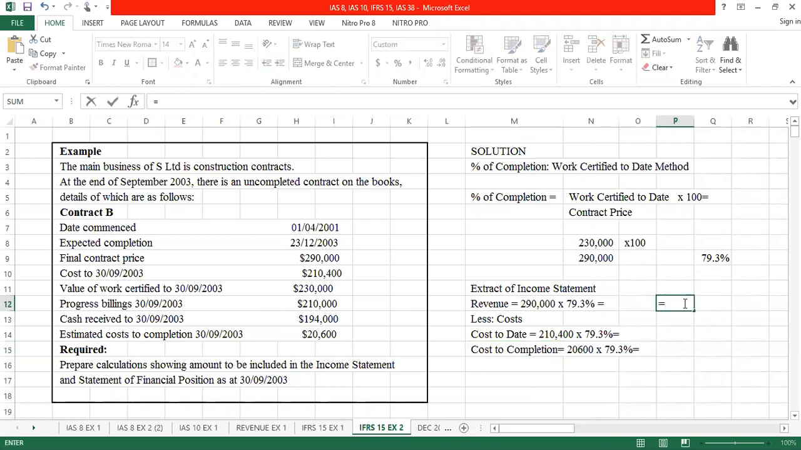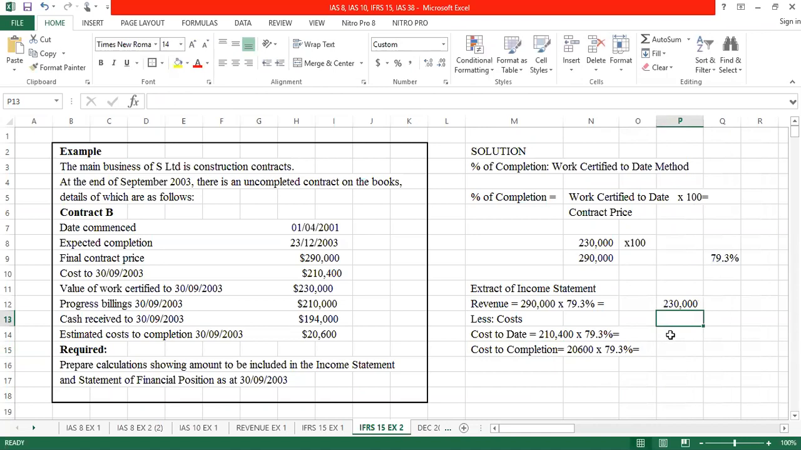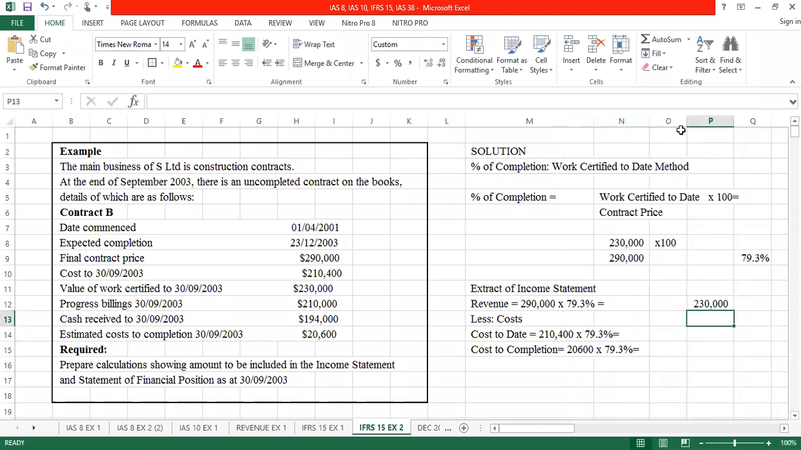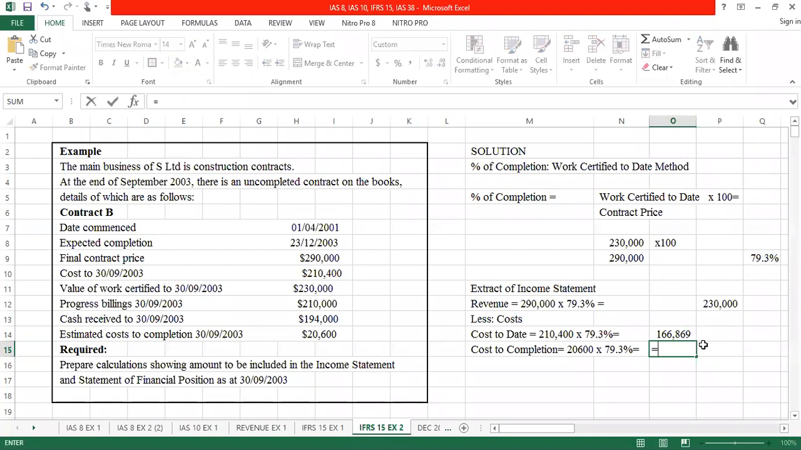So the first one is 290,000 times 79. So what do you get? 230,000. Next, this one is 210,400 times, again, 79. It gives you 166. The next one is 2,600 times 79. What does it give you?